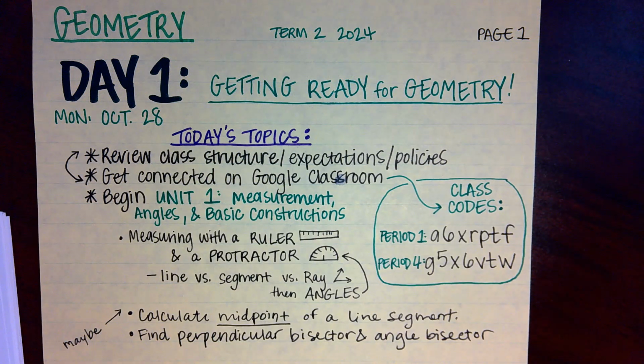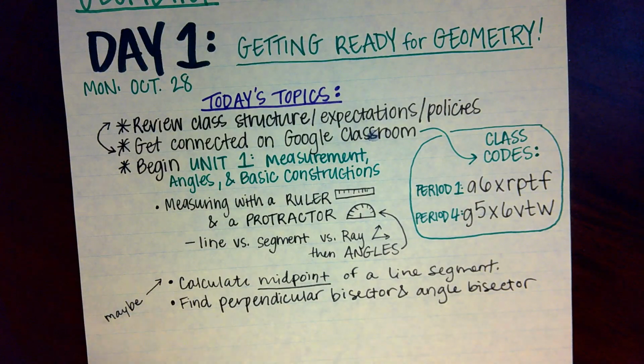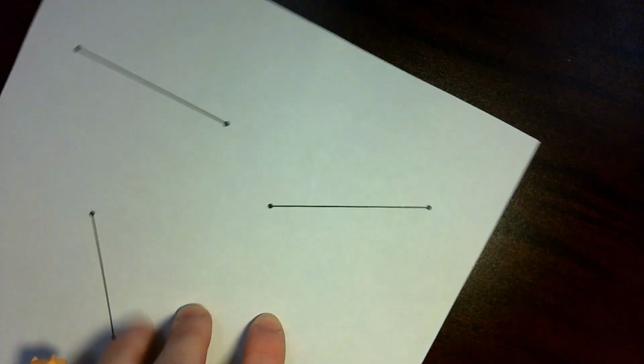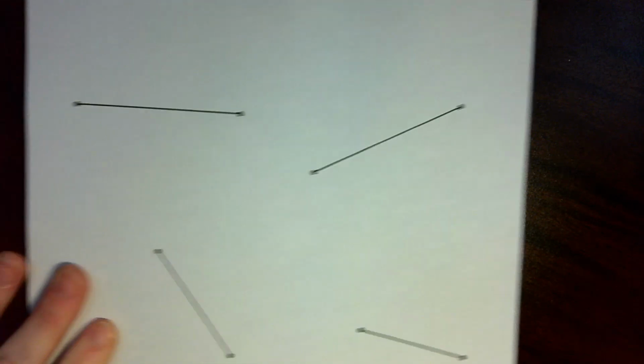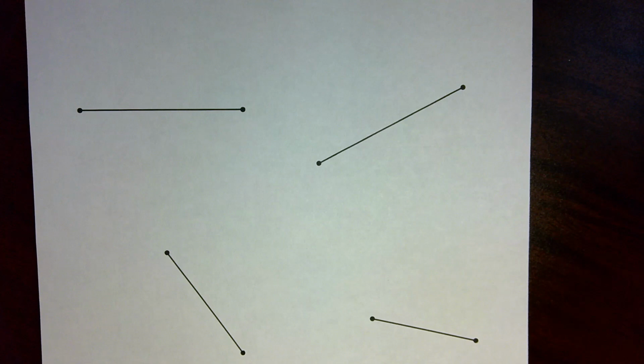All right, so you have a paper that looks like this. You've got a bunch of lines on your paper. Now, these are actually what we call line segments, okay? Whenever we have a segment, that basically means that we are looking at a portion of a line. This is a little part.